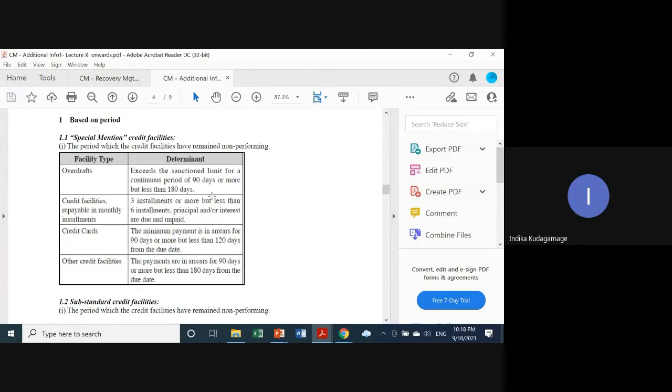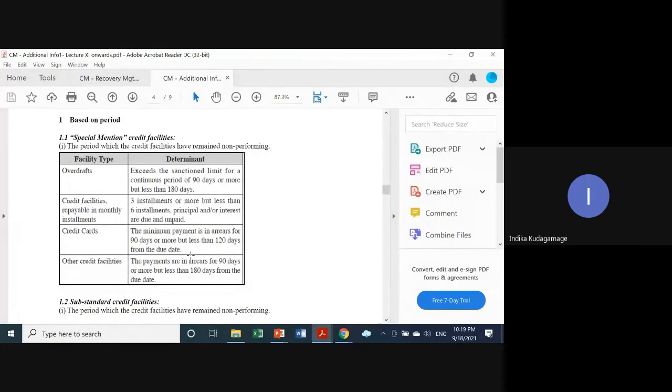Up to 6 months, it is specially mentioned. Basically, it is 90 to 180 days, with a small exception on credit card, which is 90 to 120 days, specially mentioned. All others are 90 to 180, from the due date.